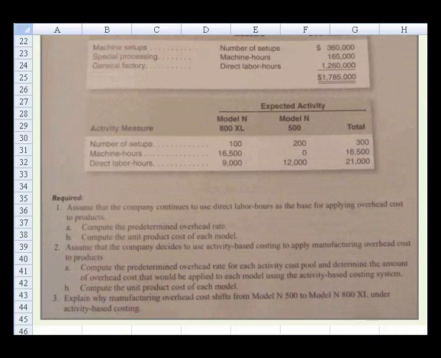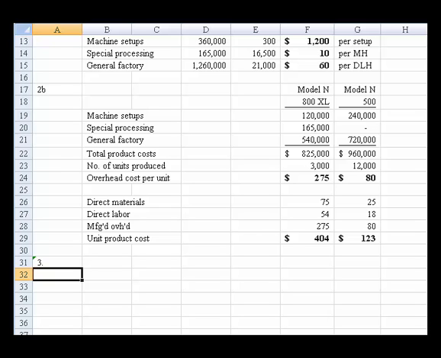Number 3 said, explain why manufacturing overhead cost shifts from Model N500 to Model N800XL under activity-based costing. Okay, well, I'm not actually going to write the answer down, but I'll talk you through it here. So with activity-based costing, what we came up with was a large proportion of the company's overhead cost continued to be applied based on direct labor hours, and that was the general factory, right? So 1,260,000 was still applied based on direct labor hours.